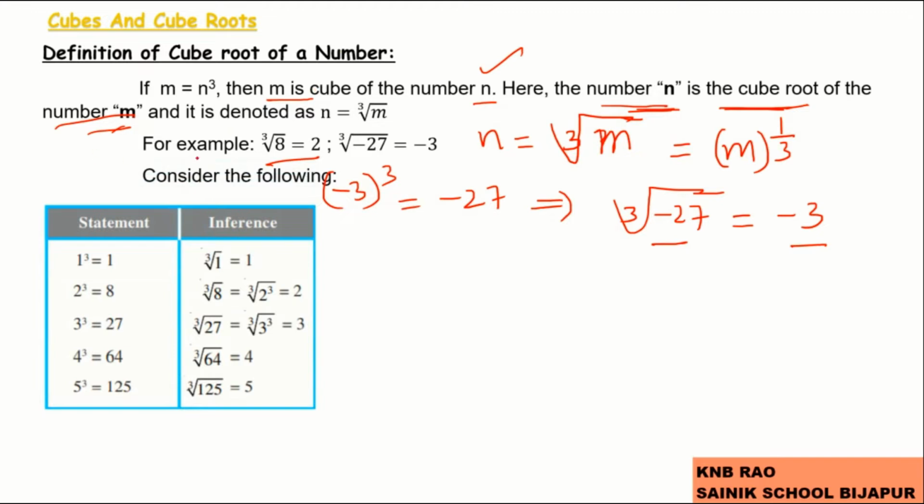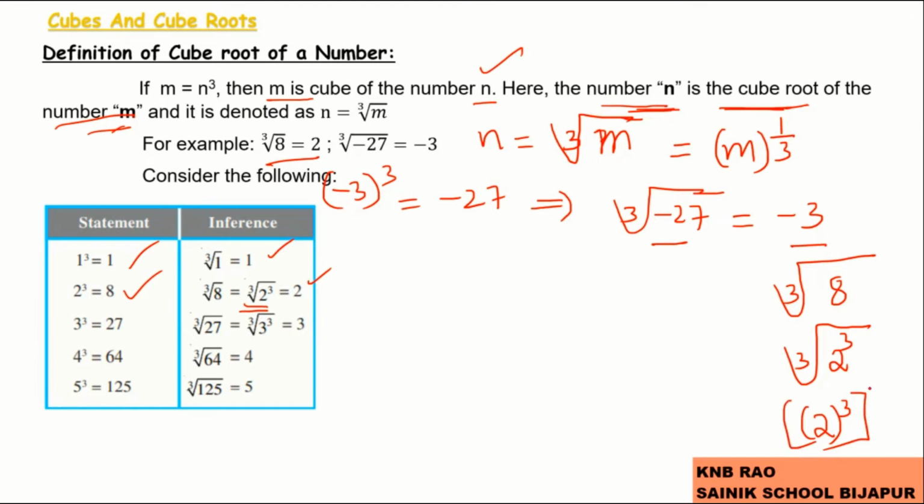The first table: 1 cube is 1, therefore cube root of 1 is 1. 2 cube is 8, so therefore cube root of 8 is 2. How does it come? He has explained to you. When cube root of 8 is given, that 8 can be written as 2 cube, that is cube root of 2 power 3. Further, 2 power 3 and whole power 1 by 3.